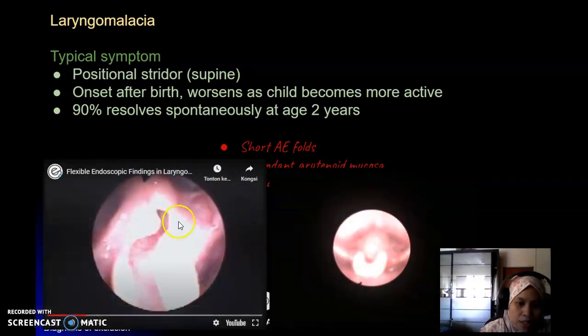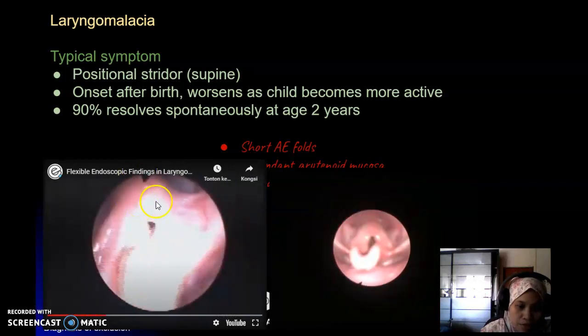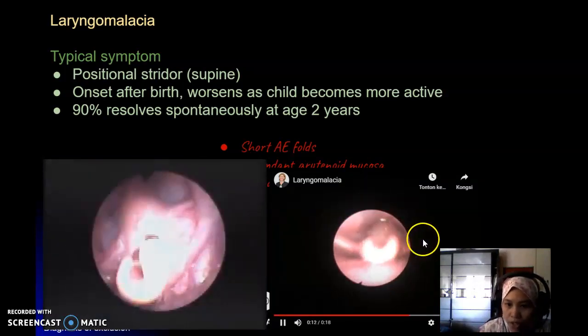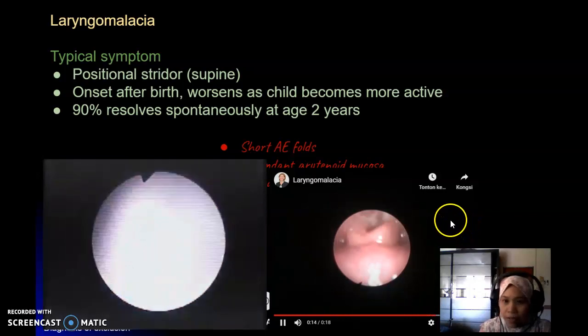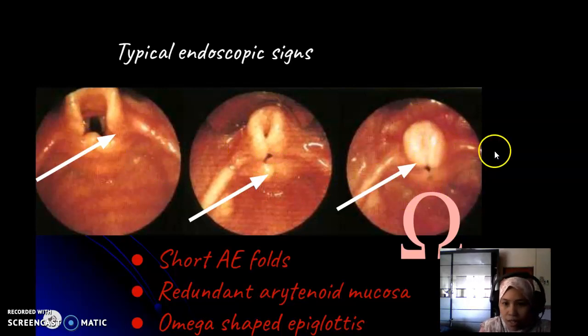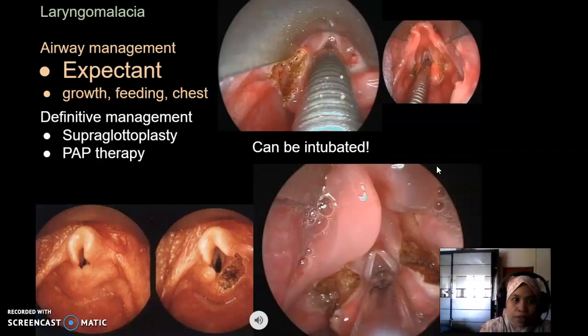These videos here show the typical findings of laryngomalacia. Here you can see the short aryepiglottic folds and redundant mucosa over the arytenoid. And here again, you can see that the laryngeal inlet closes during inspiration, giving off the typical inspiratory stridor. Again, the typical endoscopic signs: short aryepiglottic fold seen here, redundant arytenoid mucosa seen here, and an omega-shaped epiglottis. If you notice, the supraglottic airway is very much closed during inspiration, causing the inspiratory stridor.